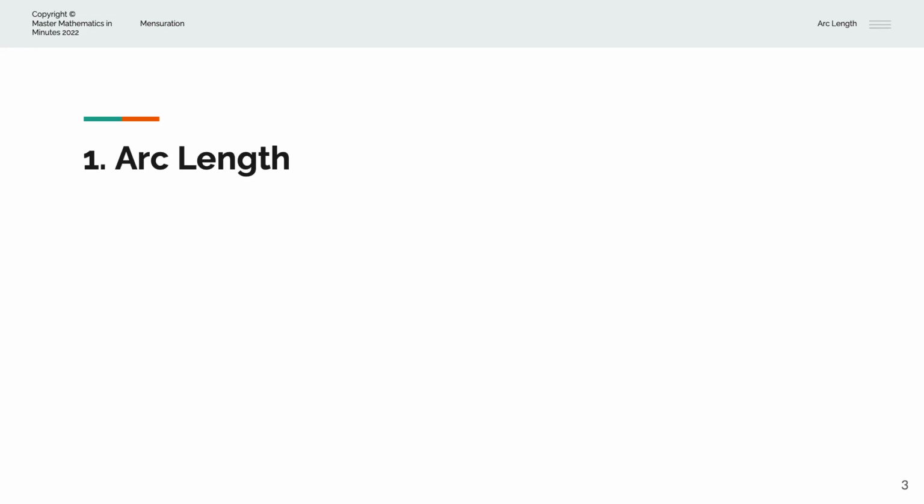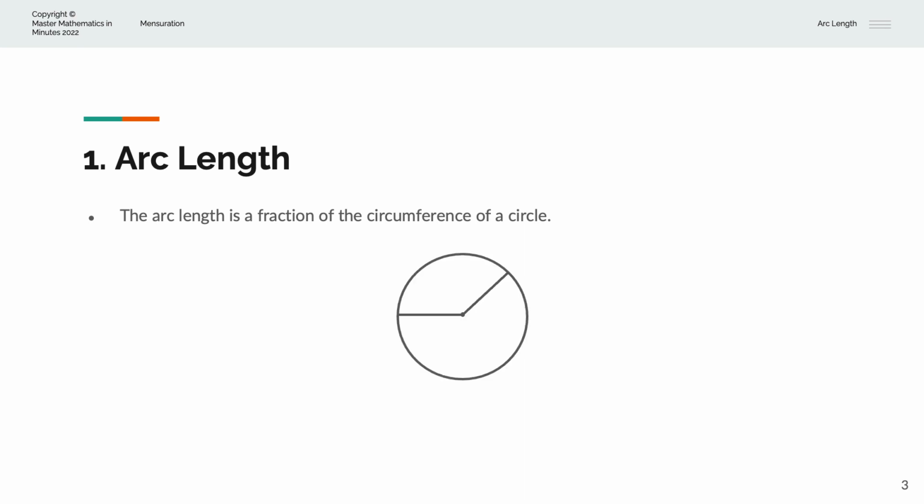So, what is the arc length? The arc length is a fraction of the circumference of a circle. Visually, we have a circle with radius r. We also have the angle theta, as well as the arc in red.